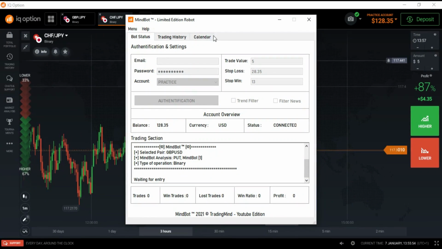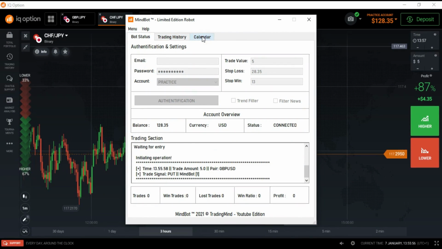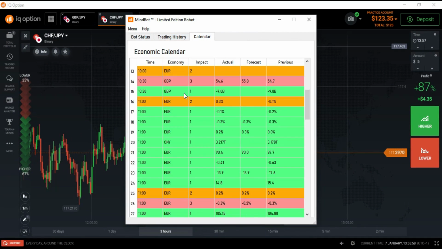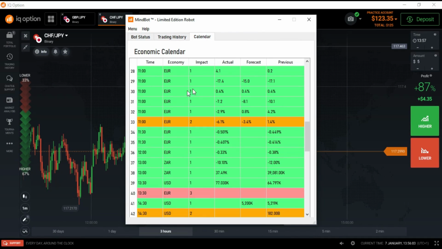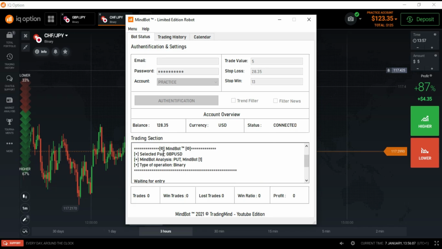So I will show you guys how the robot works, and we will see the next videos with a real account so we can watch our real account trading. So as you guys see, we got our first trade on GBP USD, and you guys can see the amount was deducted from here and the operation was put onto the binary option.